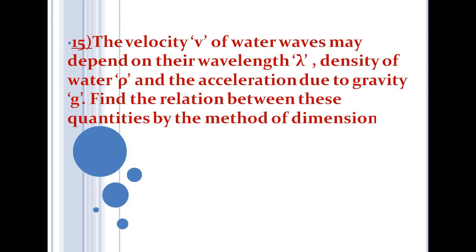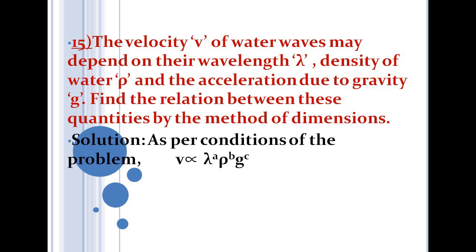The velocity v of water waves may depend on the wavelength lambda, density of water rho, and acceleration due to gravity g. Find the relation between these quantities by the method of dimensions. Let's see. As mentioned in the question, v is proportional to lambda, rho, g, but we are not familiar with the exponents a, b, c. We have to find a, b, c using dimensional analysis. Rewrite this relation in terms of the dimensions.